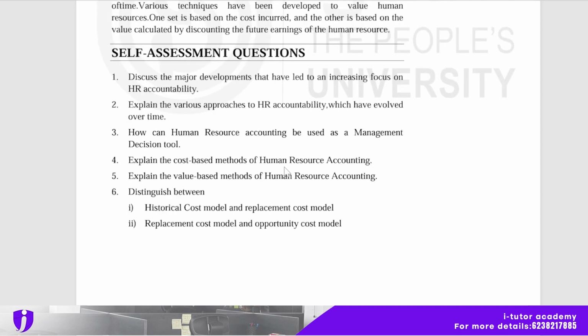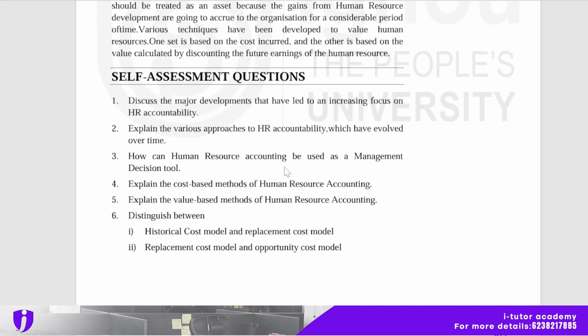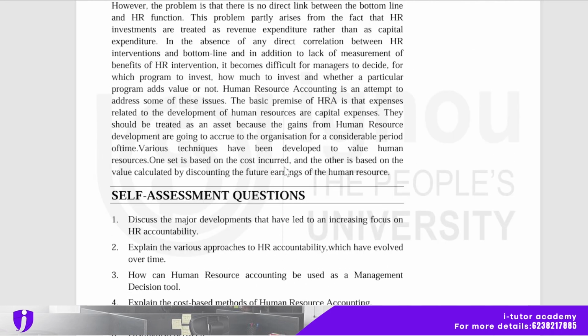Six questions are here, so just try to answer these questions. It will help you for your term-end examination. Discuss the major developments that have led to an increasing focus on HR accountability, we already discussed. Explain the various approaches to HR accountability which have evolved over time, and how can human resource accounting be used as a management decision tool. Explain the cost-based method of human resource accounting. Explain the value-based method of human resource accounting, and distinguish between the historical cost model, replacement cost model, and opportunity cost model. So these are the self-assessment questions. Try to answer these, and in between, any doubts you can contact us.